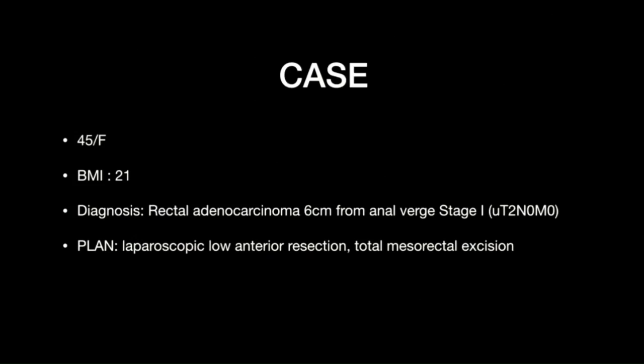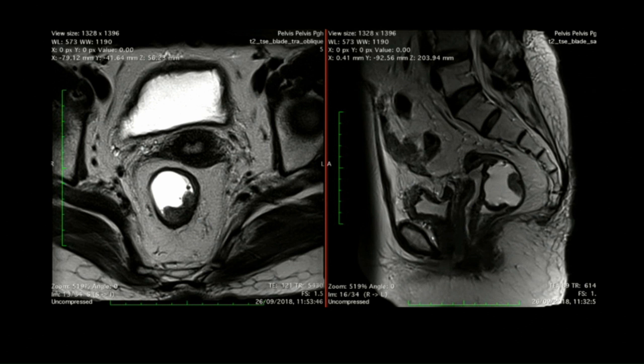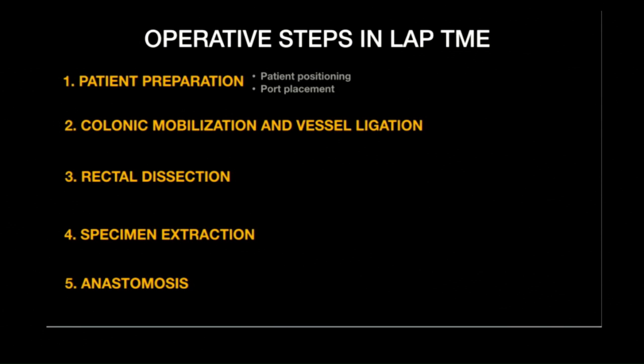We recently did in our center a young female with a low BMI, the lesion at 6 centimeters from the anal verge, uT2 by ultrasound and also confirmed by pelvic MRI. So you have standard steps for lap TME.